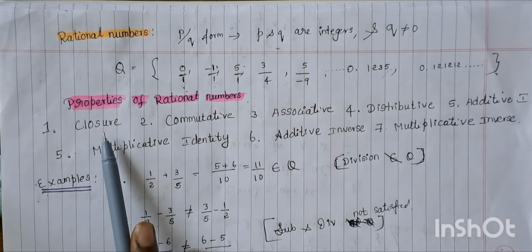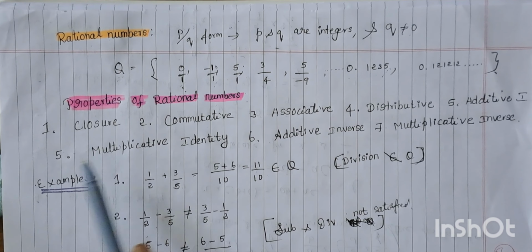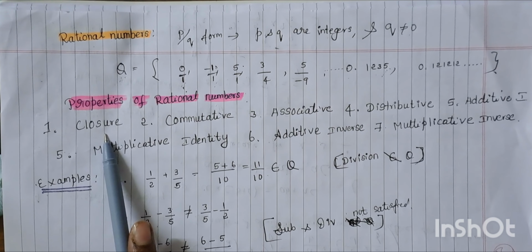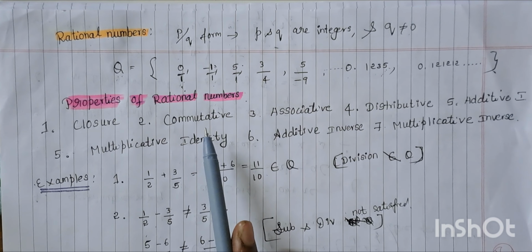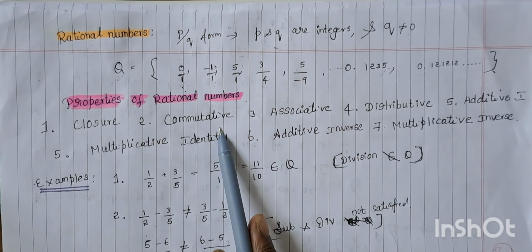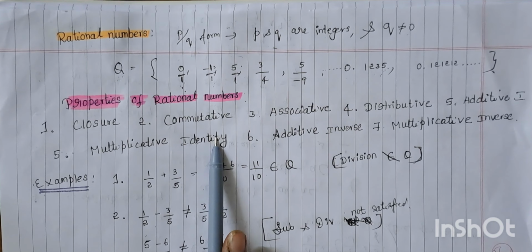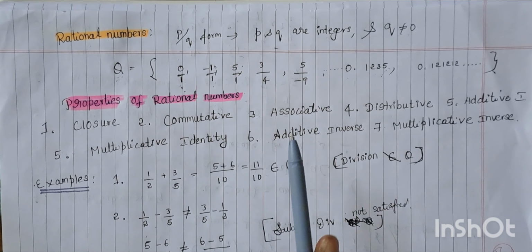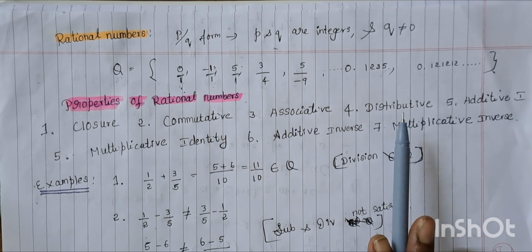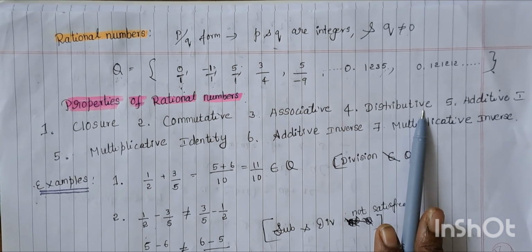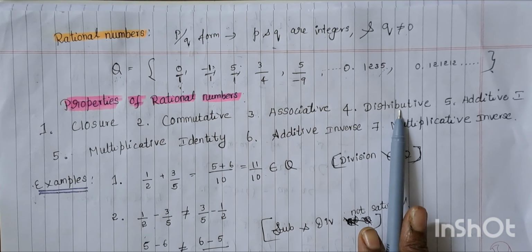Closure means we add, subtract, multiply or divide, and the resulting answer should also be a rational. Commutative means you take only two numbers and add, subtract, multiply or divide; even if you interchange their positions, the value remains the same, which means commutative is satisfied. Associative means the same thing, but you take three numbers. For distributive, multiplication and addition, or multiplication and subtraction, are involved.